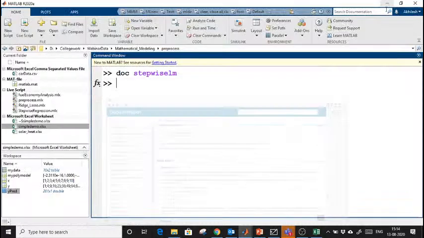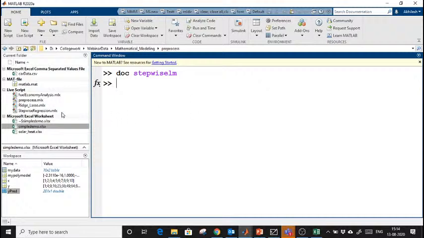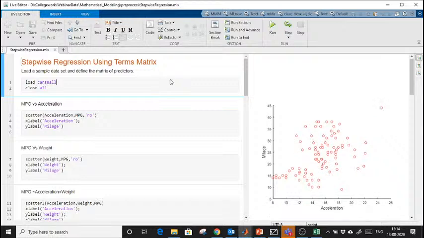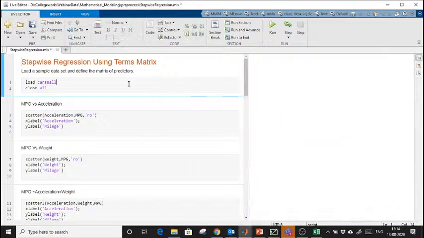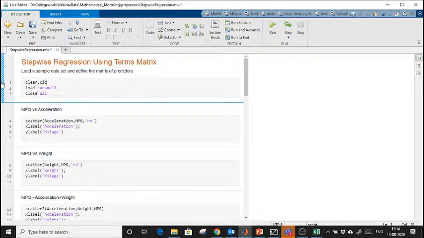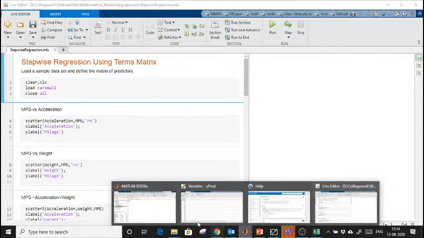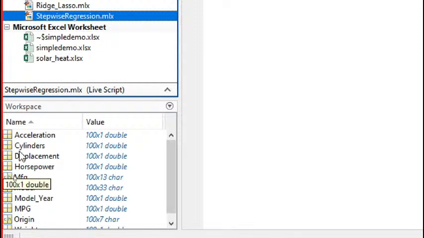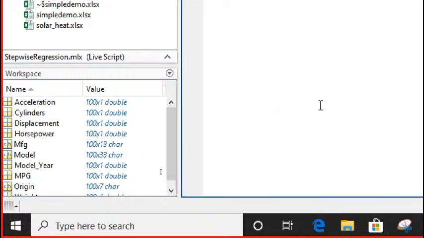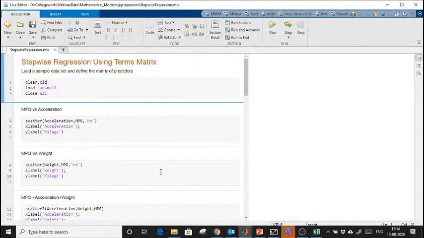Now I am switching here to MATLAB and I am going to open that stepwise linear regression. So the first step is to load that data. Before loading, let me give the clear and clc commands, so that if there are any variables, they can be removed. So I loaded that data, and let me show you in the workspace what kind of data I have. You can see that we have acceleration, cylinders, displacement data of the vehicle, horsepower, model number, model year. All this data we have here.